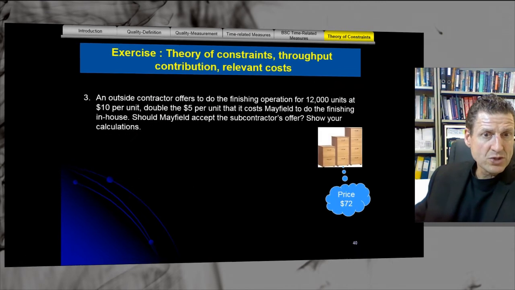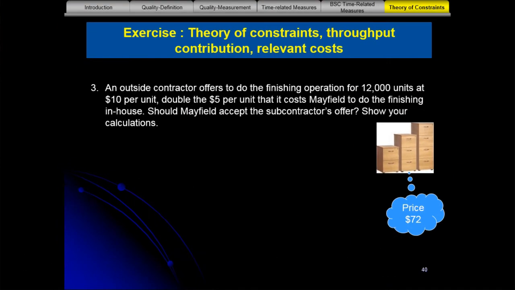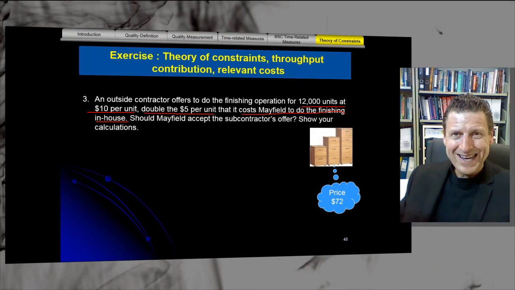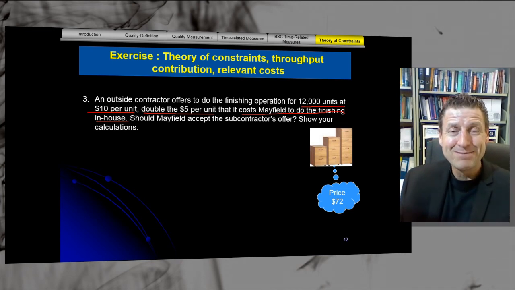Let's have a look at the next question. An outside contractor offers to do a finishing operation for 12,000 units at $10 per unit. Yay! It's double the $5 per unit that costs Mayfield to do the finishing in-house. You're probably thinking, if you're the finishing manager, no way, we've got the cheapest finishing ever. All right, why on earth would we go outside and pay $10? We can do it for $5 here.